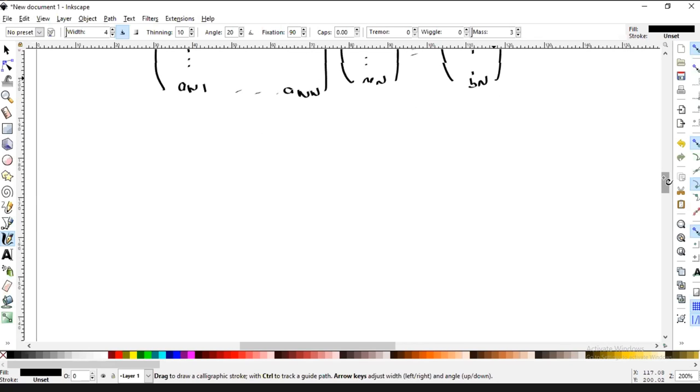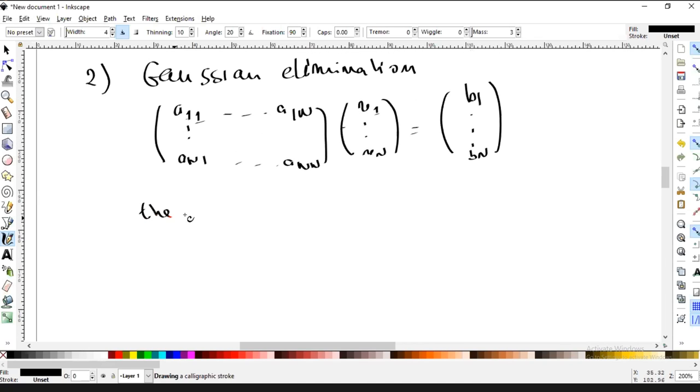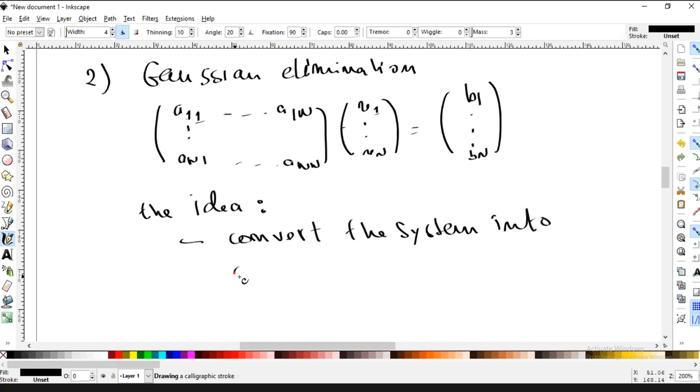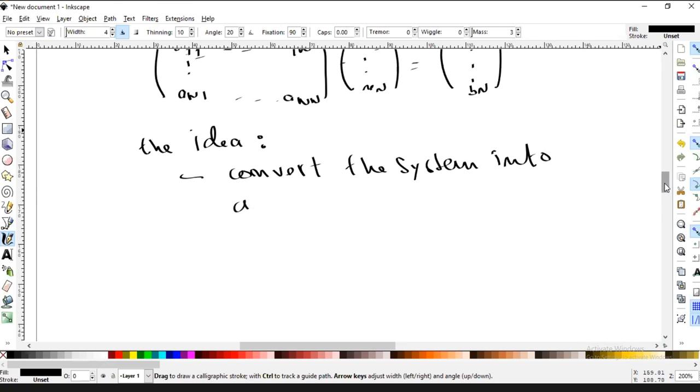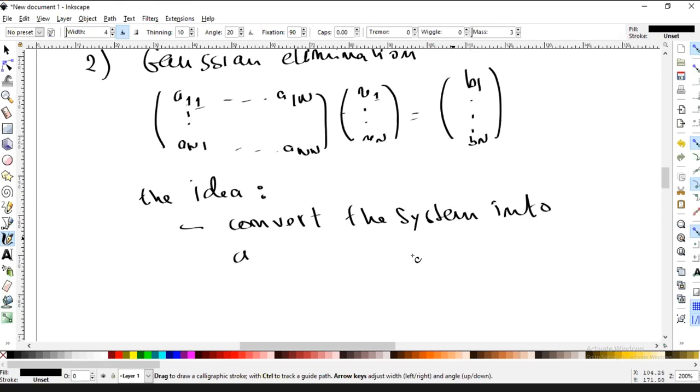The idea is to convert the system into a triangular system, an upper triangular system of equations. This matrix will become triangular.